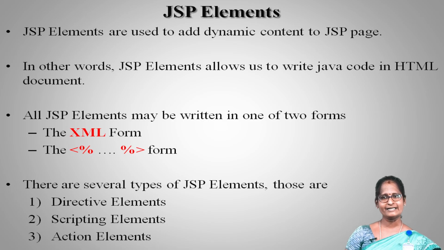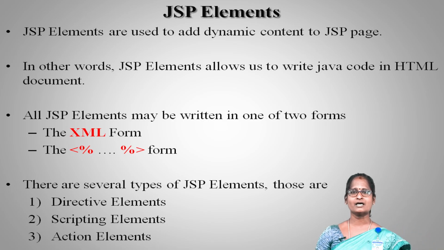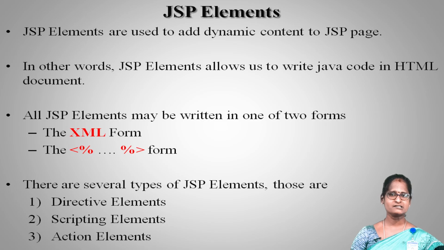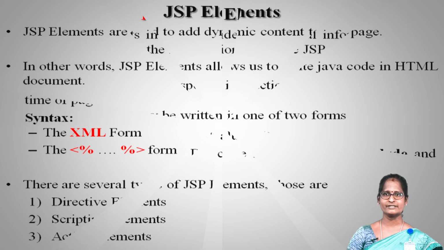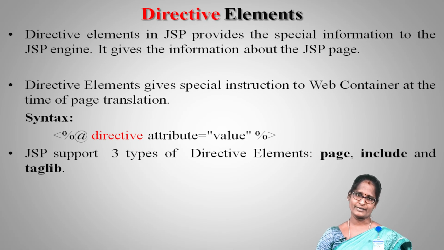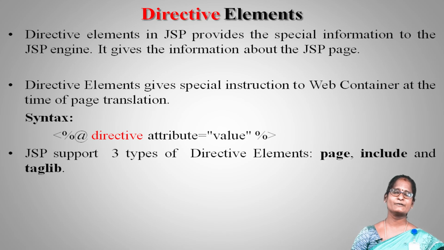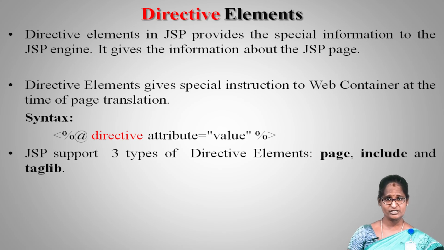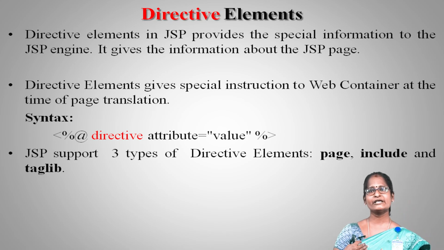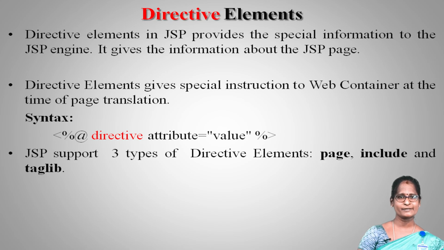These are the several types of JSP elements: the directive elements, scripting elements and action elements. The first one is the directive elements. The directive elements in JSP provide special information to the JSP engine. They give information about the JSP page.